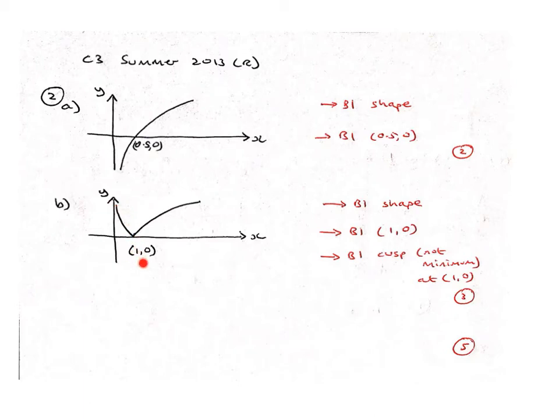This point stays the same, 1, 0, and it's important to note that the third mark is given for a cusp, not a minimum point. So this has to be a pointy bit. It's not a minimum point, it doesn't curve round like that. It comes down to a point and then goes up. So that's called a cusp.